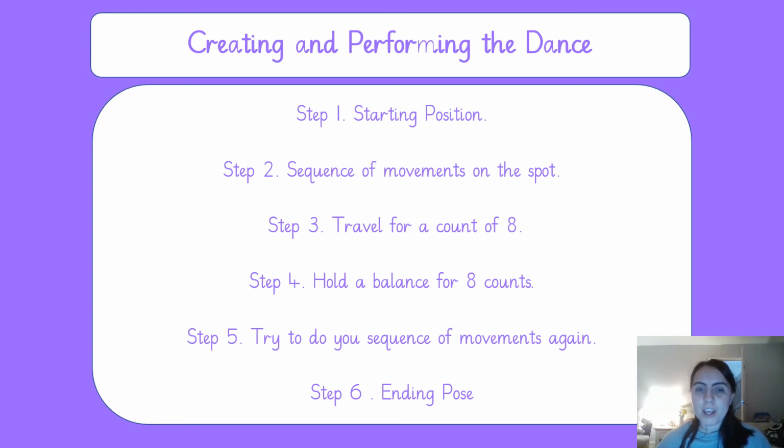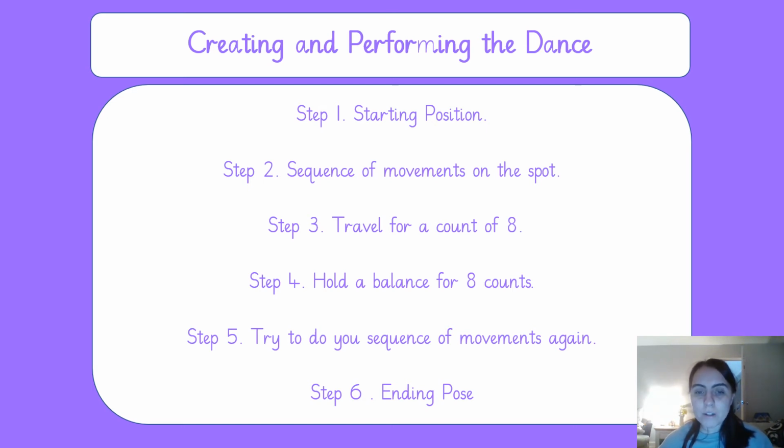Then step 2, you're going to do your sequence of movements on the spot. So for example, Ms. Thompson used the arm, arm, shoulder, shoulder, head, head earlier. You might have come up with a more creative sequence of movements which you could do on the spot after your starting position. Then you're going to travel around the room or your space for a count of 8, remembering that your social mate is asking you to walk safely around the area. So really think about how safe you're being as you're walking around.